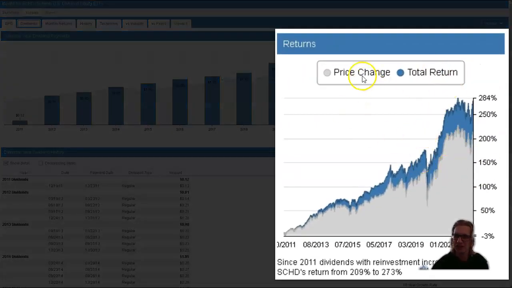Now if we just looked at the total price change since inception, it looks like it's about 200%. 209% noted down there, but if you take those dividends and reinvest them, that would have grown to 273%. So we're talking about some fairly nice returns over time.